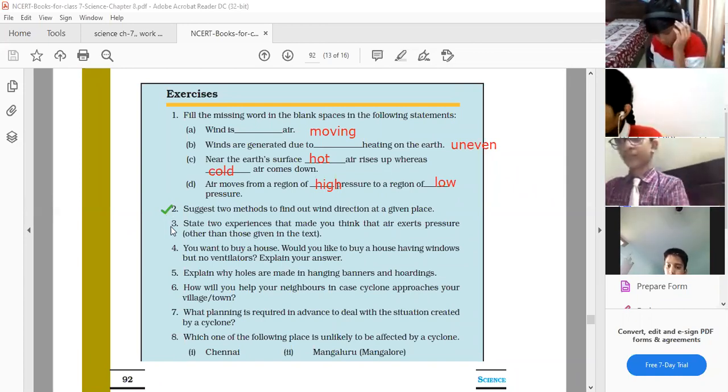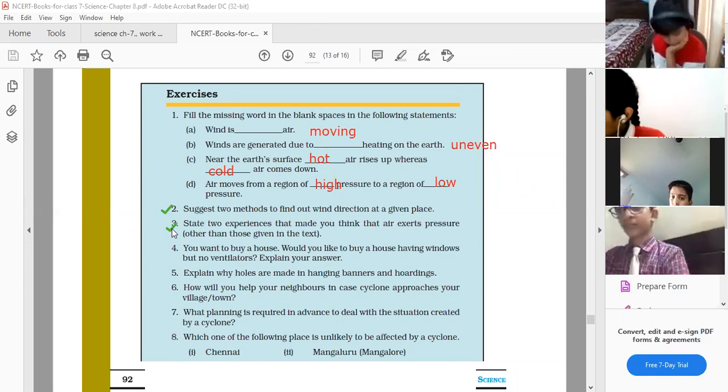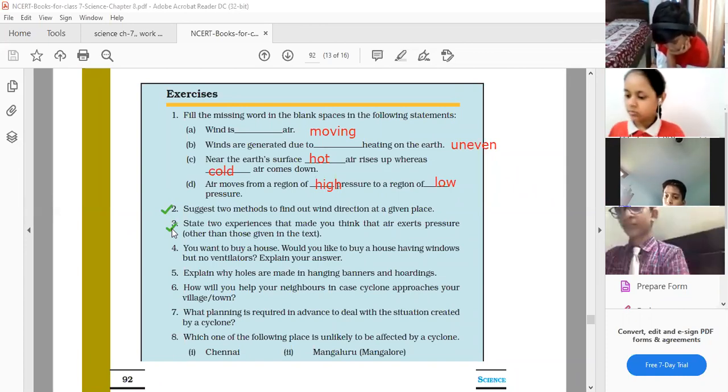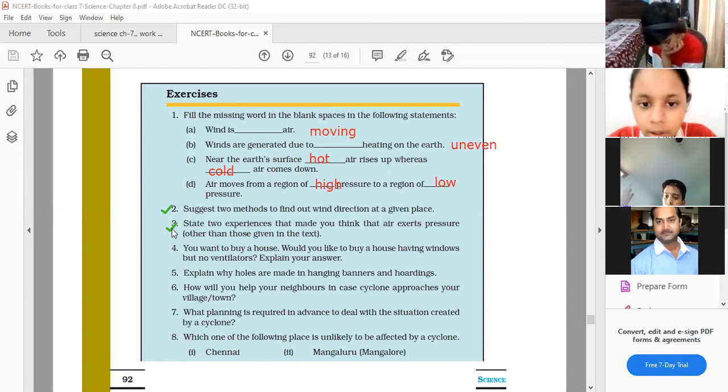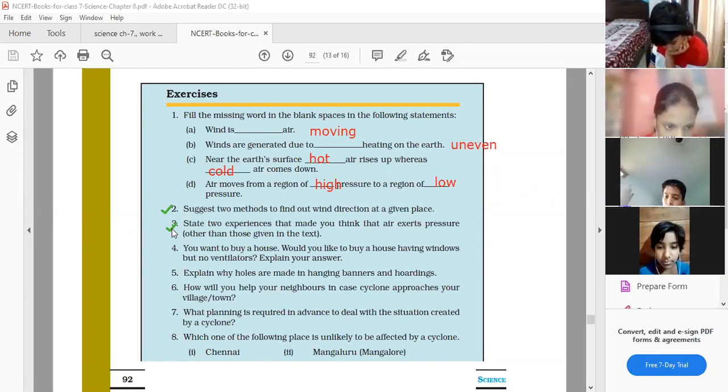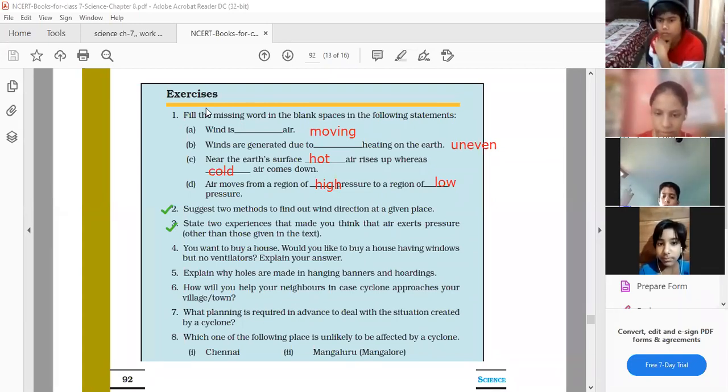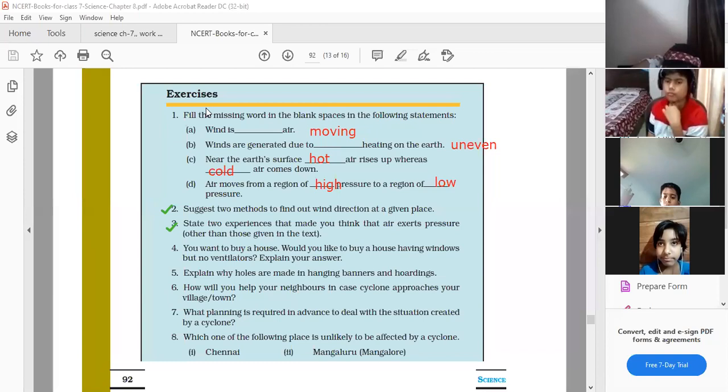Okay, question number 3 is, state any two experiences that made you think that air exerts pressure, other than the ones given in the textbook. So air exerts pressure, you know that. So you have to give any two experiences that air exerts pressure. Kindly raise your hand. So many experiments you have done, and that all shows that air exerts pressure. Yes, Davanya you will tell, and after that Anupriya you.